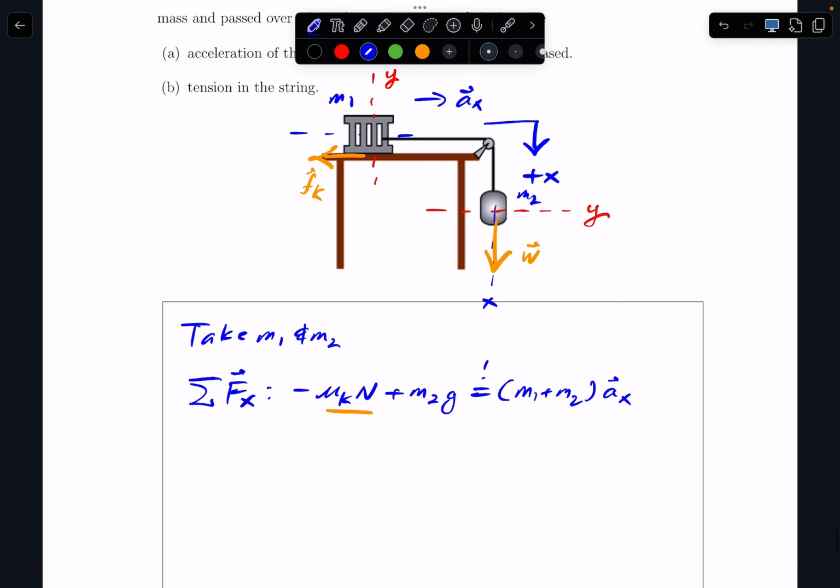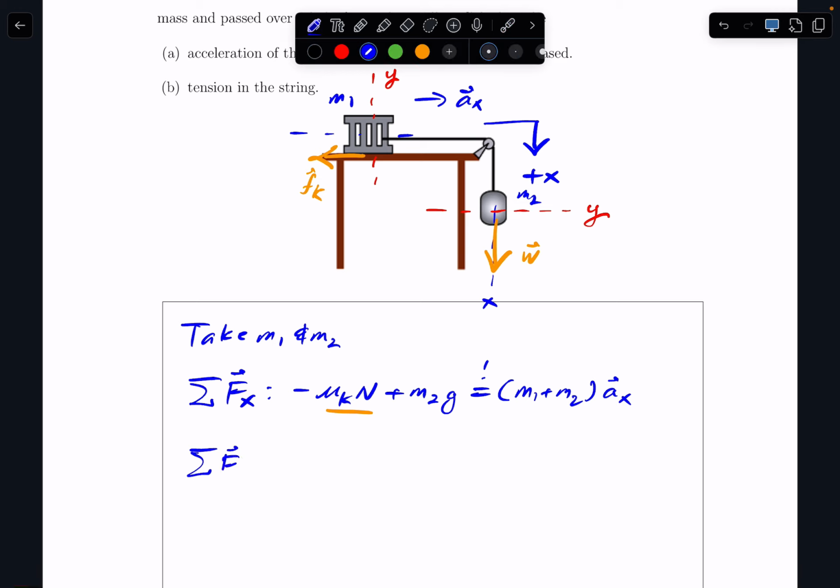Does the normal force for M2 not apply in this equation? There is no normal force for M2 because there's no surface. All right. This x equation makes sense? Remember, this weight points down, but we're defining down as positive, so that's why it's a plus M2G. This is our axis now. All right? Everyone clear so far?